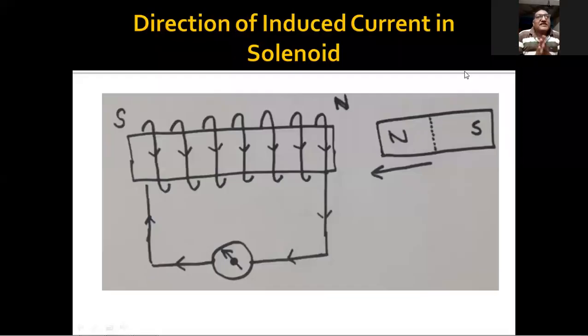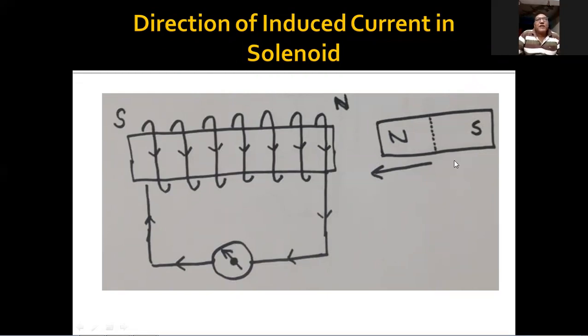Okay, dear students, in this slide, we will try to learn how you will predict in which direction the pointer of the galvanometer will deflect. Here is one example. You have a solenoid, and this solenoid is connected with the galvanometer. When there is no current in this solenoid, the pointer of the galvanometer will be in the center.